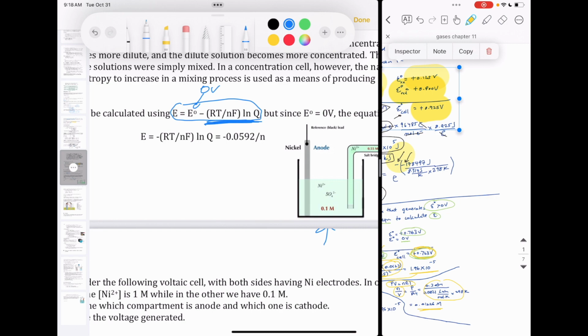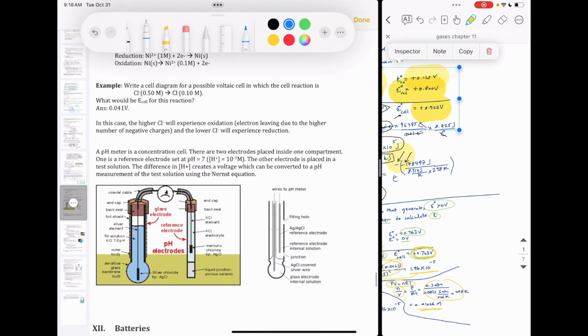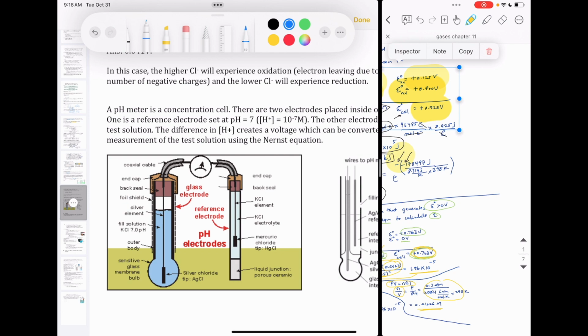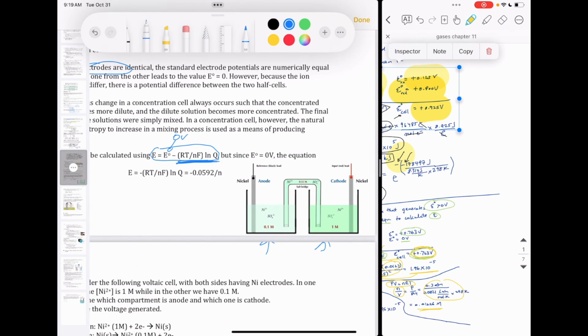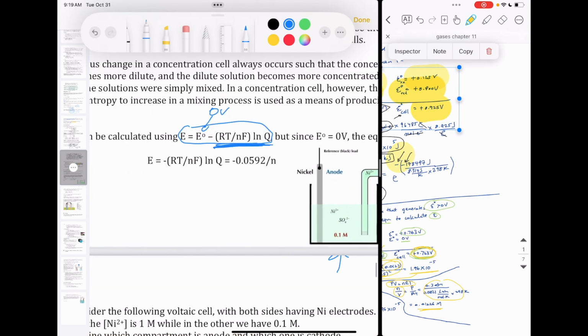So you might think, why do we need something like this? Where's the advantage? Actually, there are a lot of applications for this. One of the ones that I'll talk about in a little more detail is the pH meter. We'll talk more about that later. Let's first take a look at how to calculate voltages for these concentration cells.